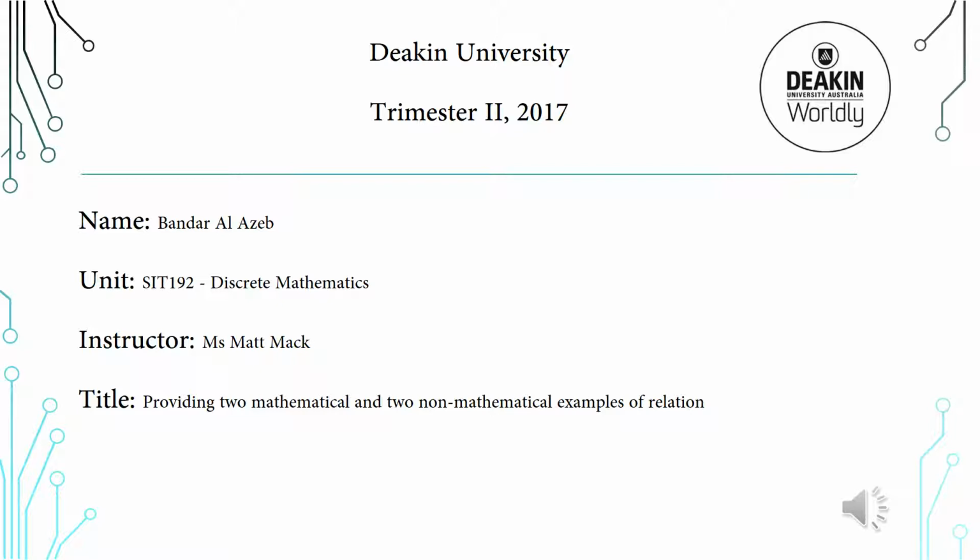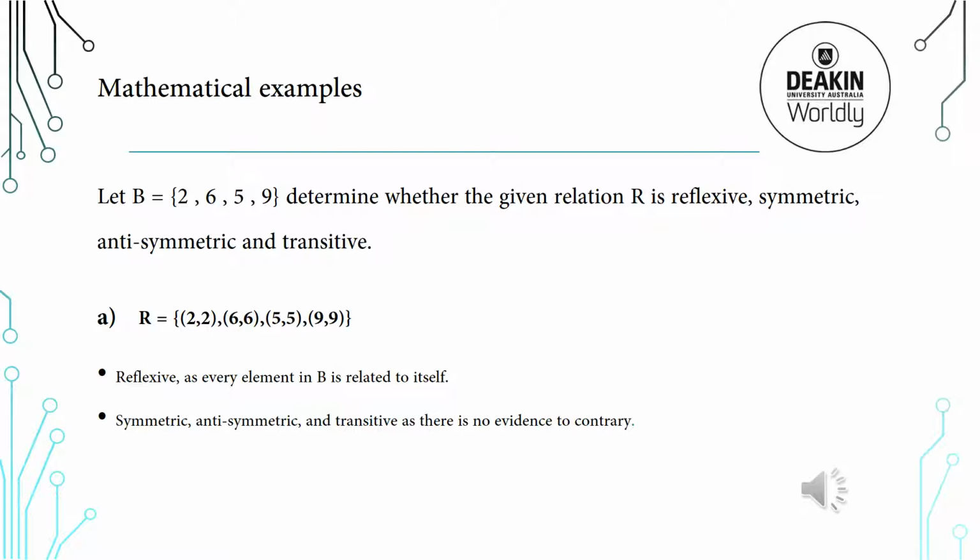In this presentation, I will be providing two mathematical and two non-mathematical examples of relation. I'll begin with mathematical examples. The question says, let B be a set of four elements, which are 2, 6, 5, and 9. So in this question, we will be determining whether the given relation is reflexive, symmetric, antisymmetric, and transitive.